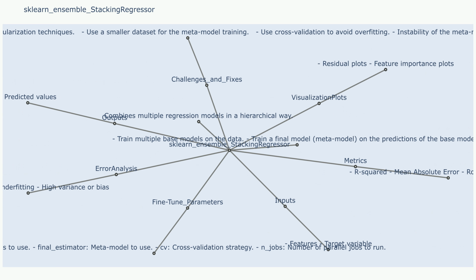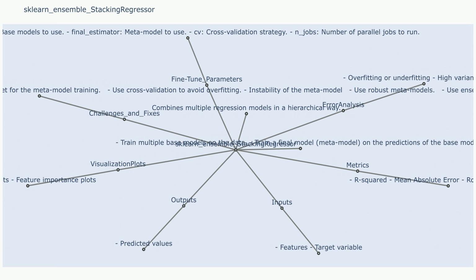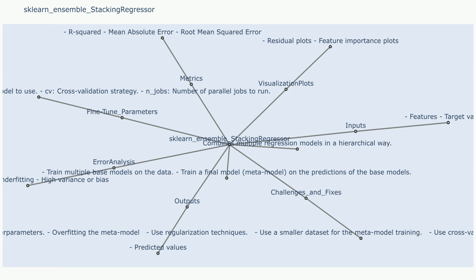Fine-tune parameters. Estimators: experiment with different combinations of base models to find the optimal combination for your specific problem. Final estimator: choose a meta-regressor that is suitable for the type of data and task. CV: the number of folds to use in cross-validation when training the base models and the meta-regressor. N jobs: the number of CPU cores to use for parallel processing.